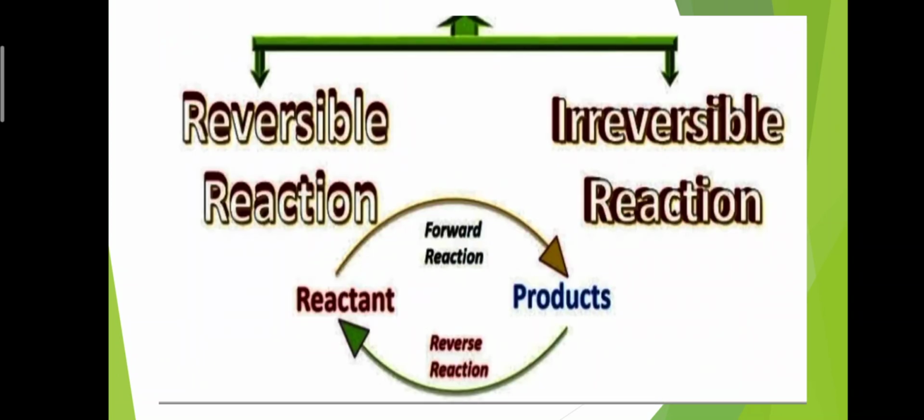There are two types of reactions, that is reversible reaction and irreversible reaction. In a reversible reaction, reactants convert into products and products again convert into reactants. This reaction takes place in both directions, that is forward reaction and reverse or backward reaction.